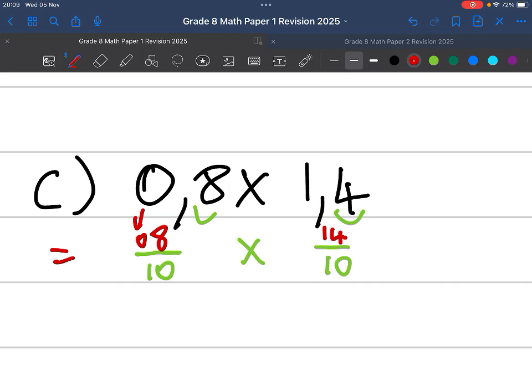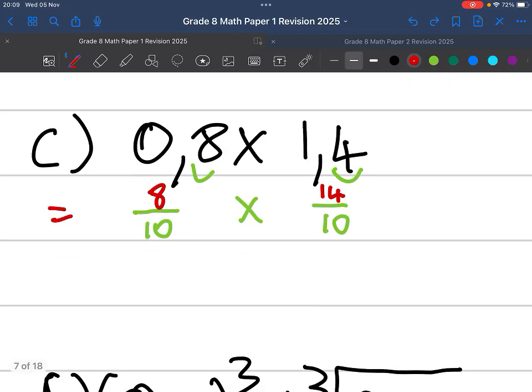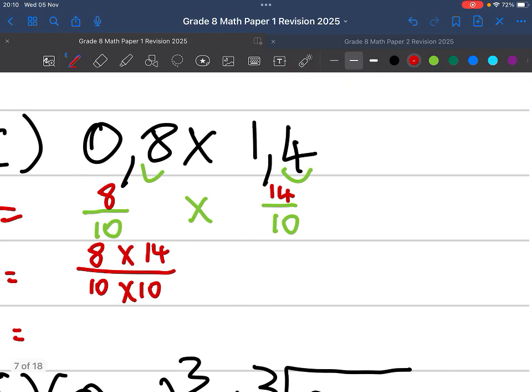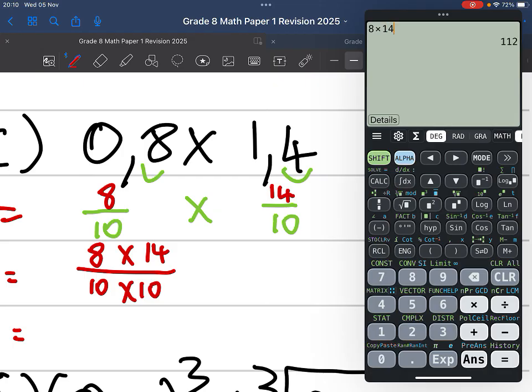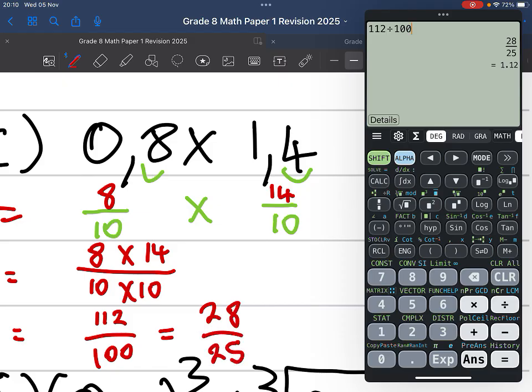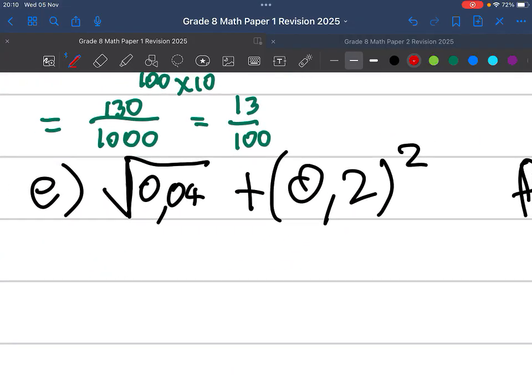And if I gave you 0,8 rand, it's still 8 rand. But if I gave you 80 rand, that would have been 80 rand. Right, so that's fine. So 1,4. Now we can multiply. So 8 times 14 over 10 times 10. And for this here, 8 times 14 is 112 over 100. And 112 over 100 can be written as 28 over 25.